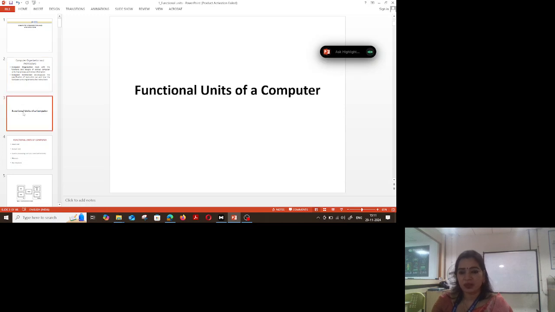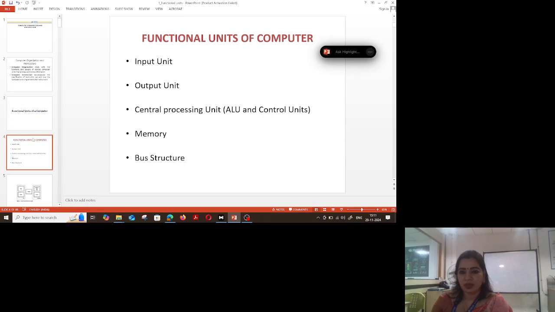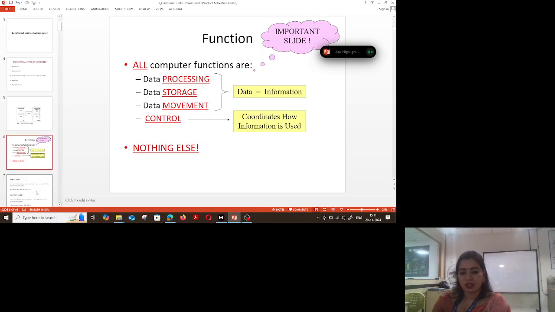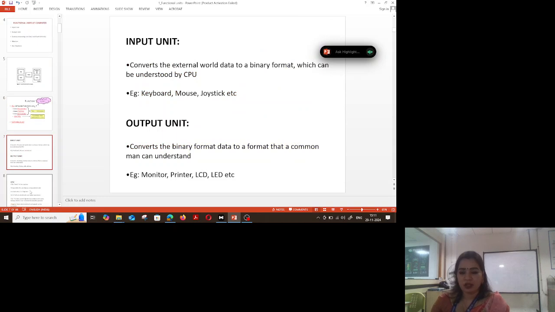Now we'll see the functional units of the computer. These are the functional units of computers we have: input unit, output unit, central processing unit, memory, and the bus structure. This is how it is arranged inside the computer. Before we see in detail the functional units of the computer, we'll see basically what functionality is performed by the computer. The first is data processing, data storage, data movement, and the control. Now we'll see the functionality of each and every unit.